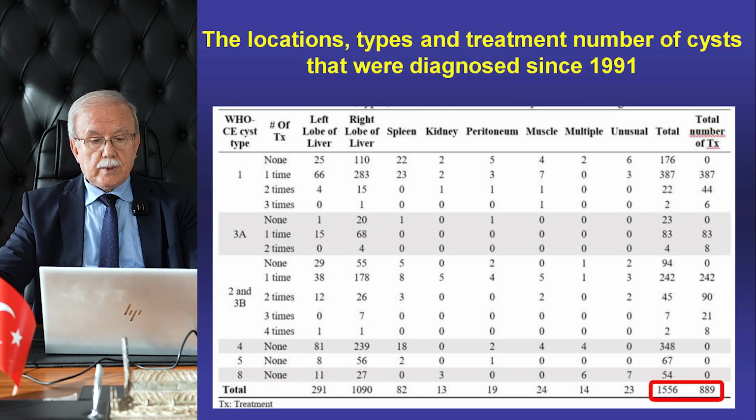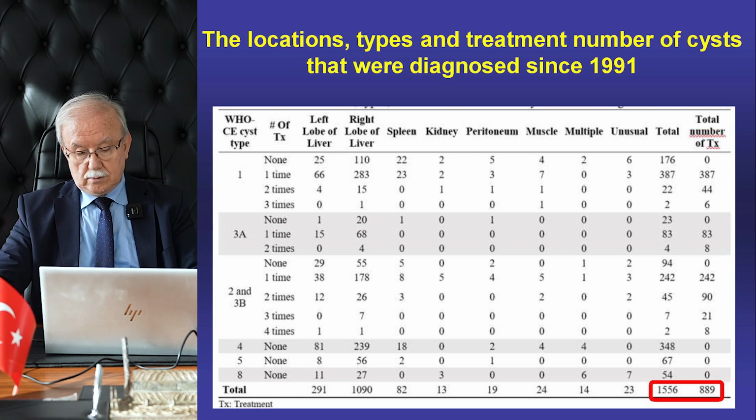You see here, left lobe of the liver, almost 291 cases, right lobe 1,090 cases, spleen 82 cases, kidney 13 cases, peritoneum 19 cases, muscle 24 cases, multiple hydatid disease in 14 patients, and unusual localization 23 cases. Totally 1,556 cysts were diagnosed and 889 were treated.